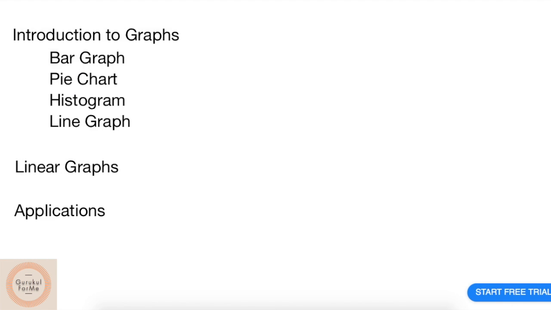So today in the chapter Introduction to Graphs, let us look at what are bar graphs, pie chart, histogram and line graph. We will also be seeing what are linear graphs here and what are applications of the graphs that we study throughout.